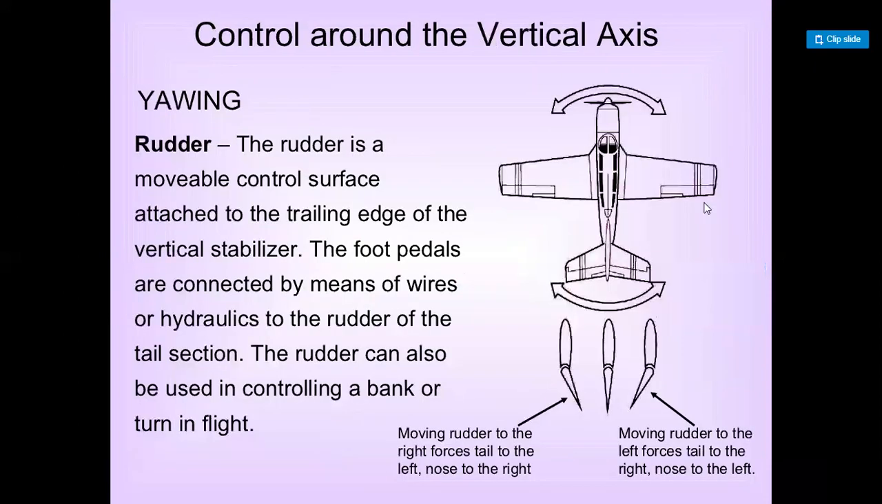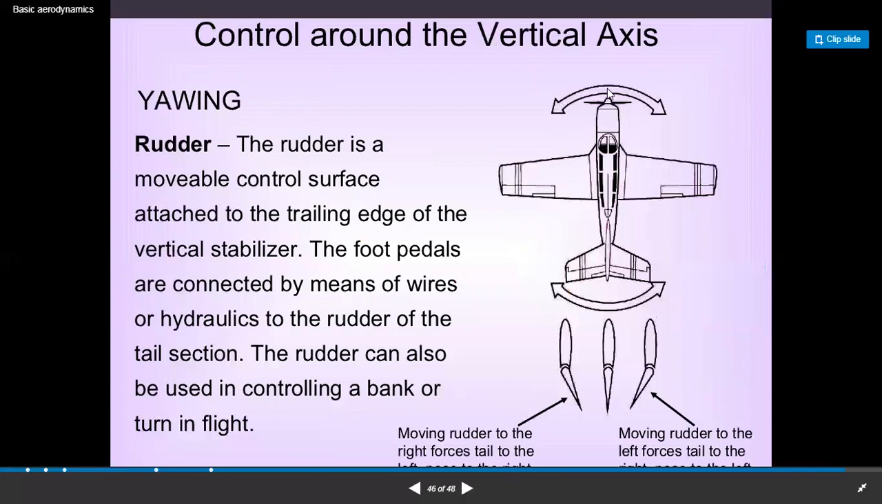And we can see the yawing moment. This is called the yawing moment. Please see here. And the rudder is a movable control surface attached to the trailing edge of the vertical stabilizer, controlled by foot pedals.